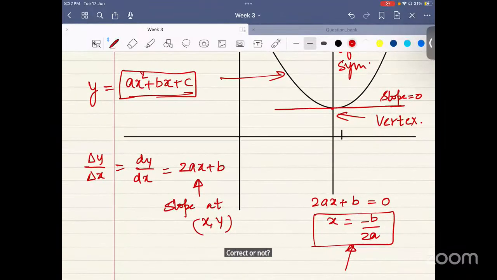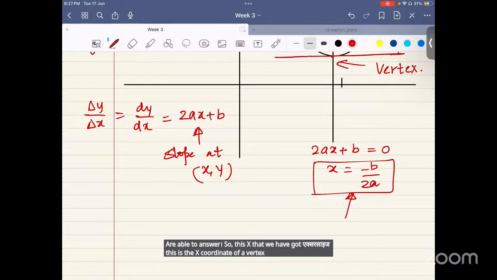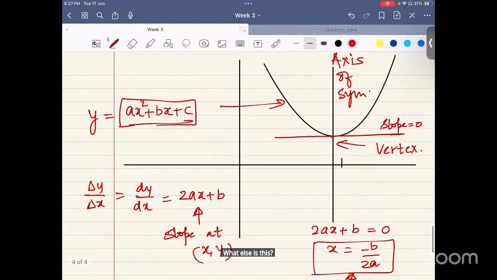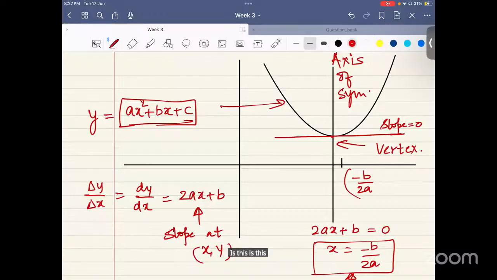Are you able to understand? Yeah. So this x that we have got, x equals minus b by 2a, this is the x coordinate of your vertex. What else is this? Can somebody tell me? If you are able to get the x coordinate of the vertex as minus b by 2a, what else is this? Is it the equation of the axis of symmetry, x equals minus b upon 2a? What do you think?